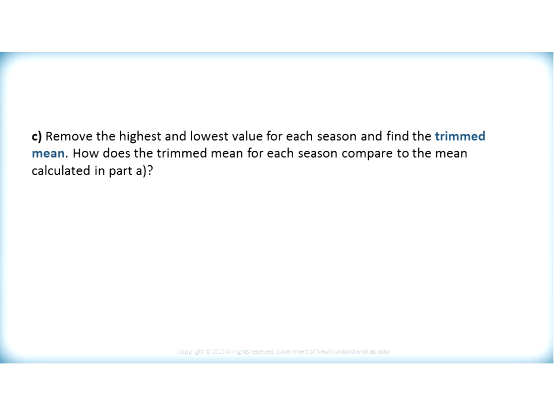Okay, what we're going to do now is remove the highest and lowest value for each season. And by doing that, we're going to find the trimmed mean. How does the trimmed mean for each season compare to the mean calculated in Part A? So we're going to look first at 1985-86.